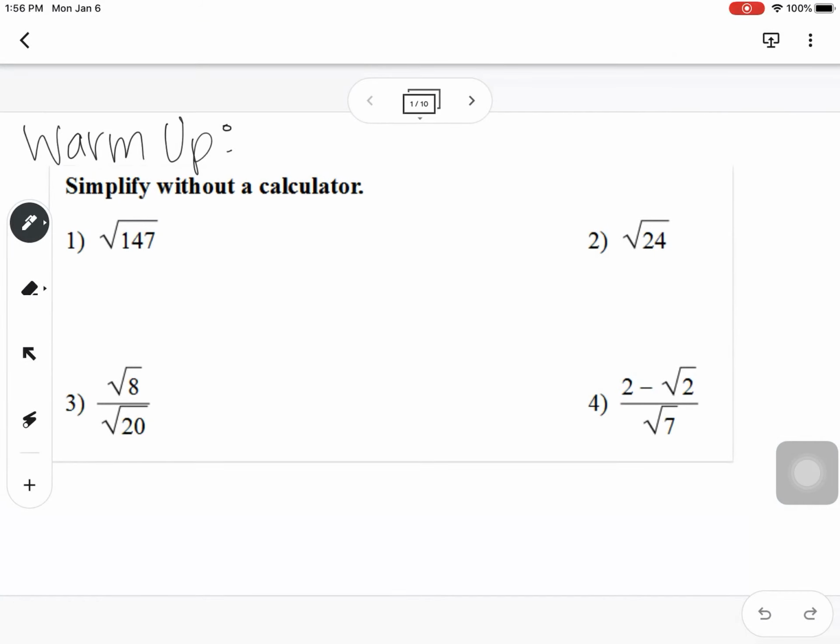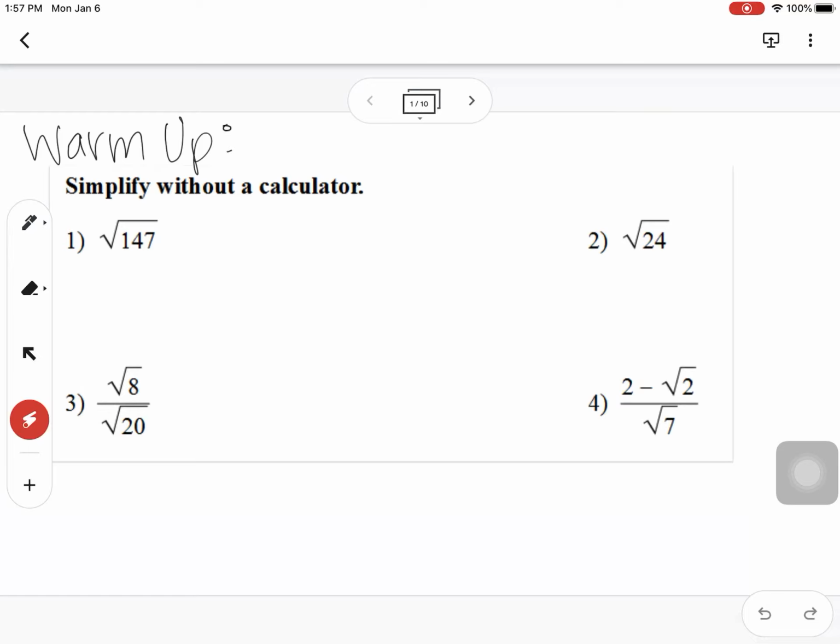To start today's notes, I want you to go through, as an Algebra 2 review, and simplify each of these radicals. Either simplify the radical in 1 and 2, or in 3 and 4, you will have to rationalize as well. Go ahead and try that, and then play the video, and I will talk through how to do it to make sure you know how to do it.